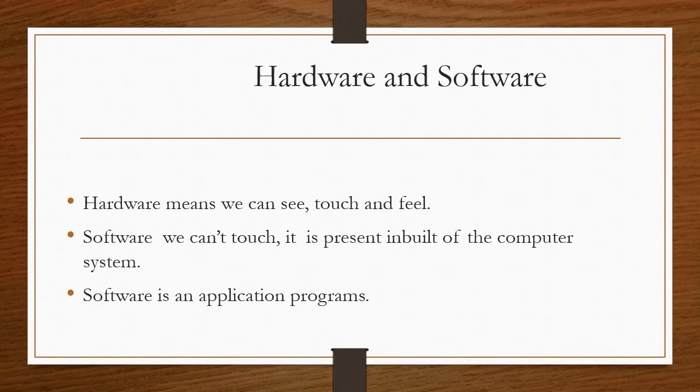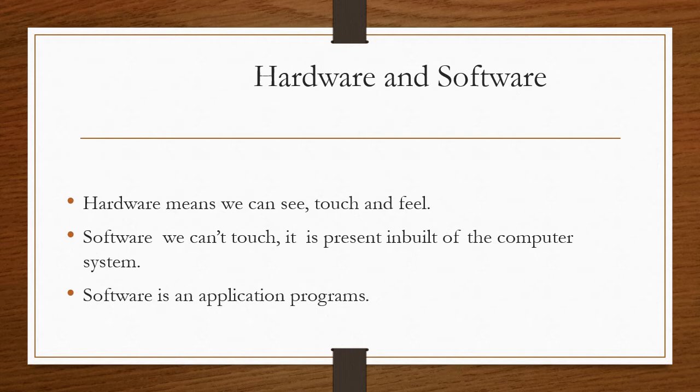The next very important thing, hardware and software. What do you mean by hardware? The hardware is a thing which we can touch, which we can see, and which we can feel. Those kinds of things are called hardware. For example, computer is a hardware, keyboard is a hardware, monitor is a hardware, speaker is a hardware, printer is a hardware, scanner is a hardware. So these kinds of things which we can touch and see come under the hardware category. And what do you mean by software?